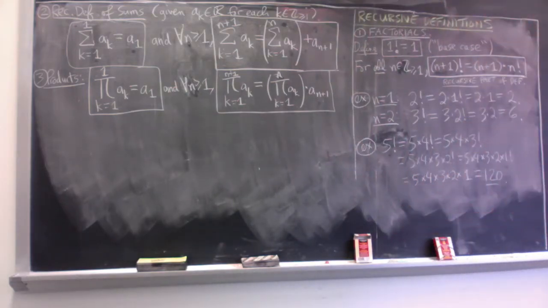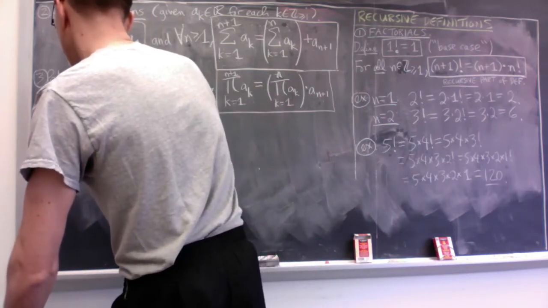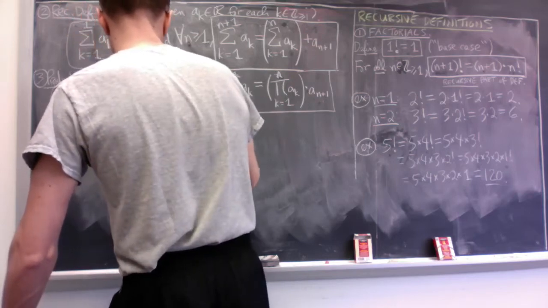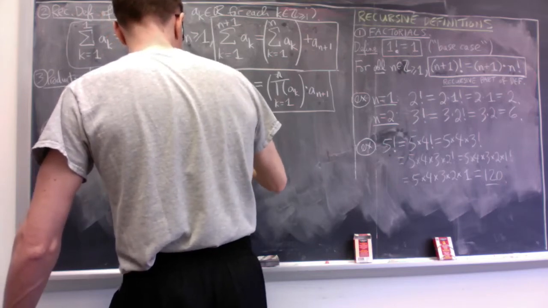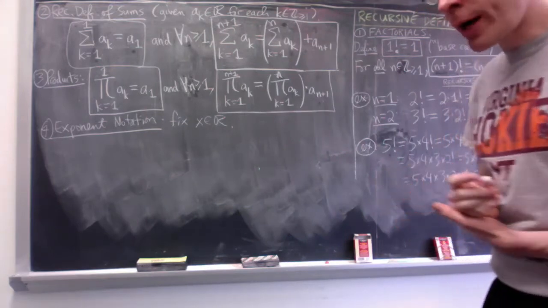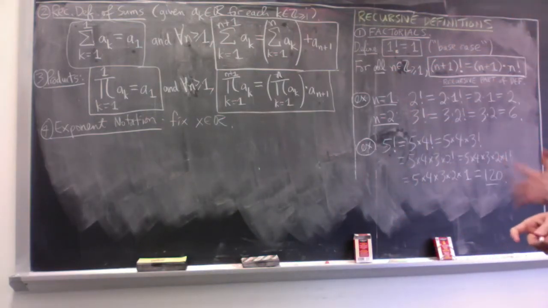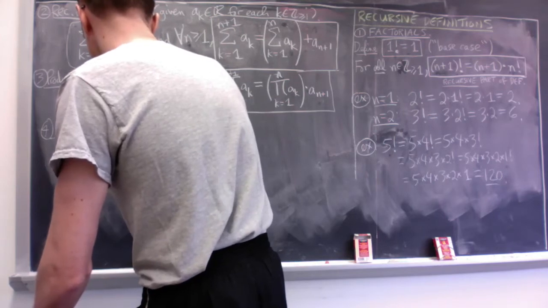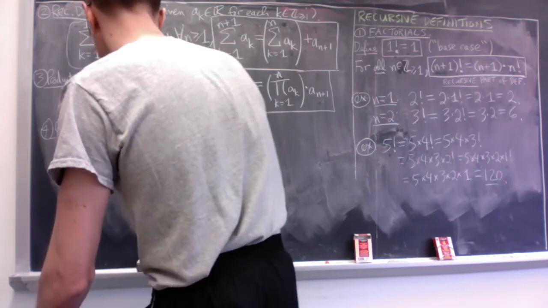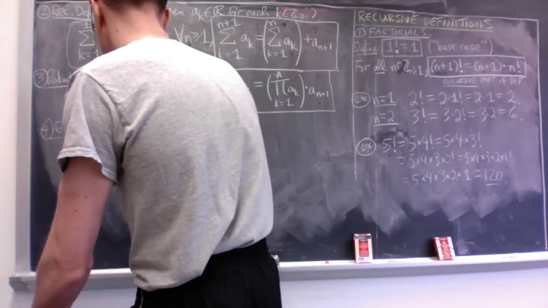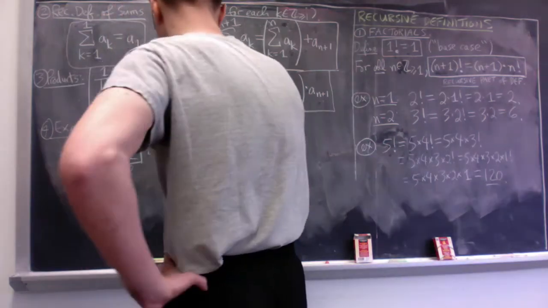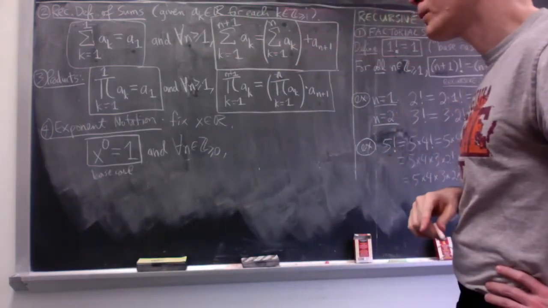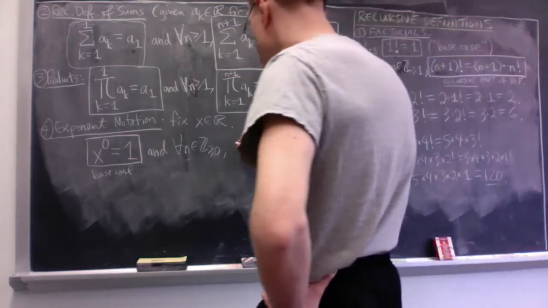All right, and exponents. Exponent notation, if you want. And here we're going to fix an x, a real x, at the beginning. The base cases in these have started at 1, but they can actually start in other places as well. So for the exponent notation, I'll use a base case of 0. So x to the 0 is defined to be 1, so that's a base case. And then for all integers n greater than or equal to 0, I'll tell you how to get x to the n plus 1 in terms of x to the n.